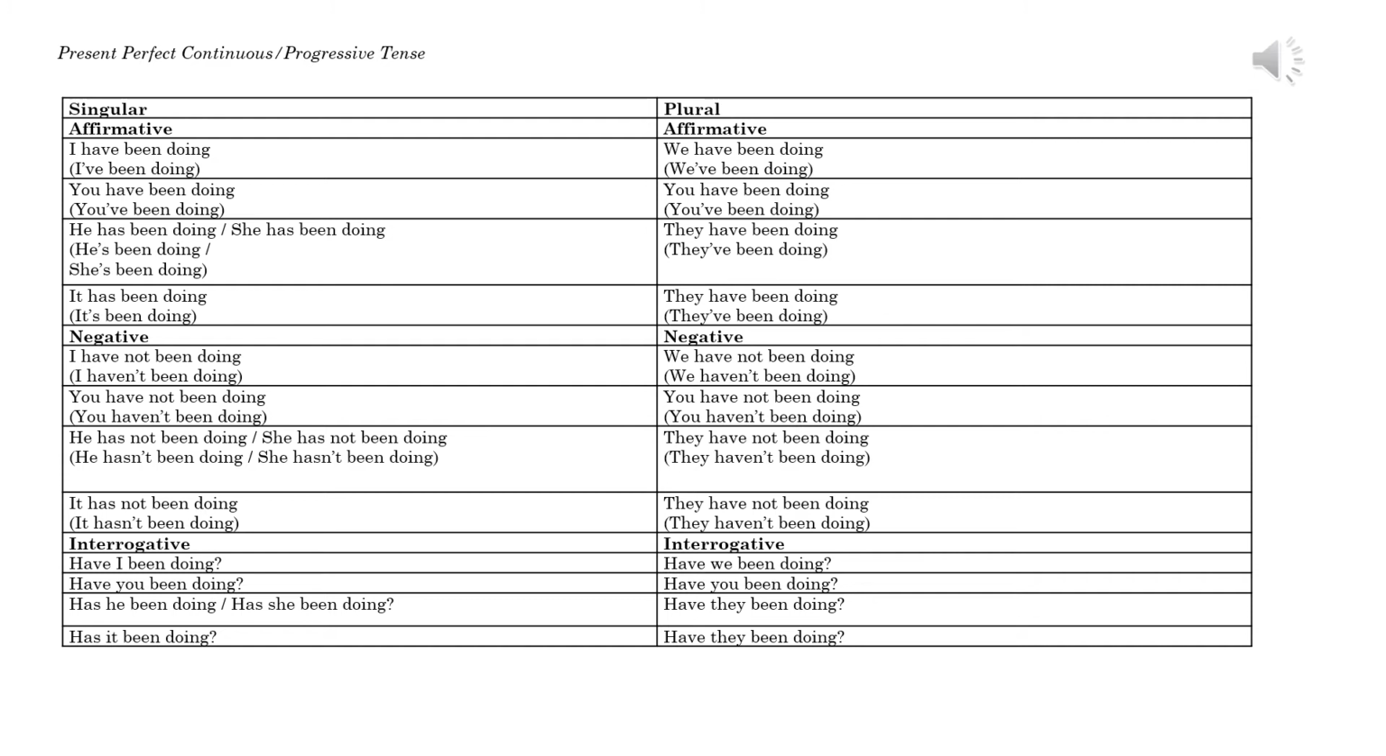Interrogative. Have I been doing? Have you been doing? Has he been doing? Has she been doing? Has it been doing? Have we been doing? Have you been doing? Have they been doing?